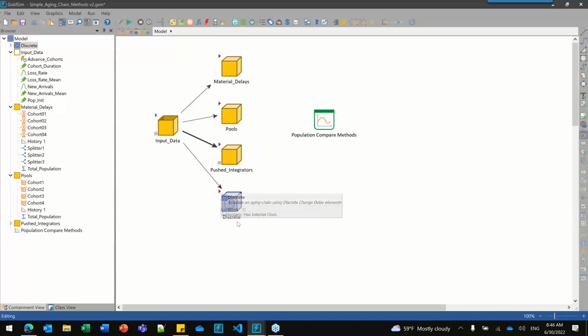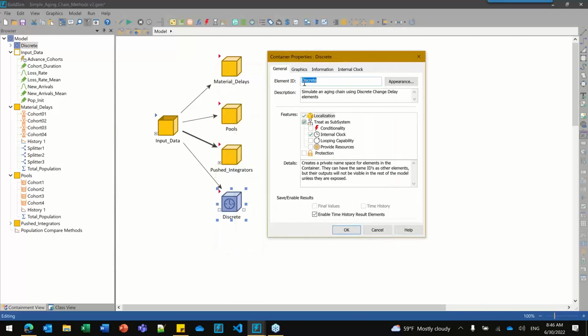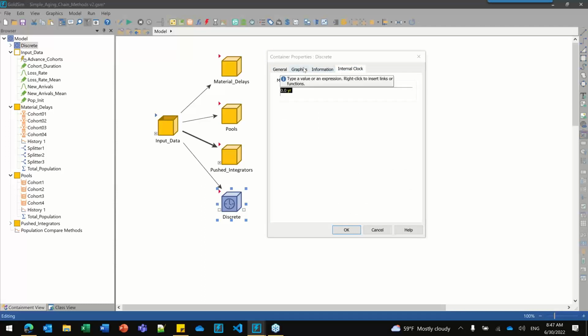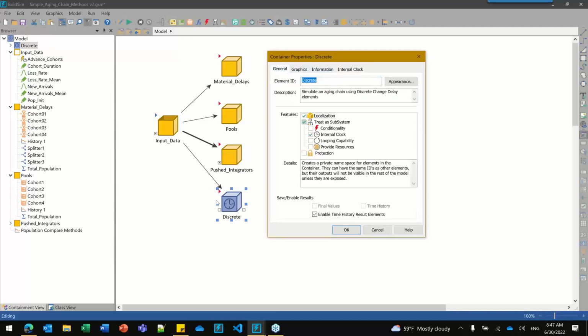So it is a different way of looking at it, but I used an internal clock on this container because it's going to be generating a whole bunch of events during a time step. And so I checked the box for internal clock. And by doing that, now a bunch of inserted events can occur inside of here and not add inserted steps for everybody else outside of this container.